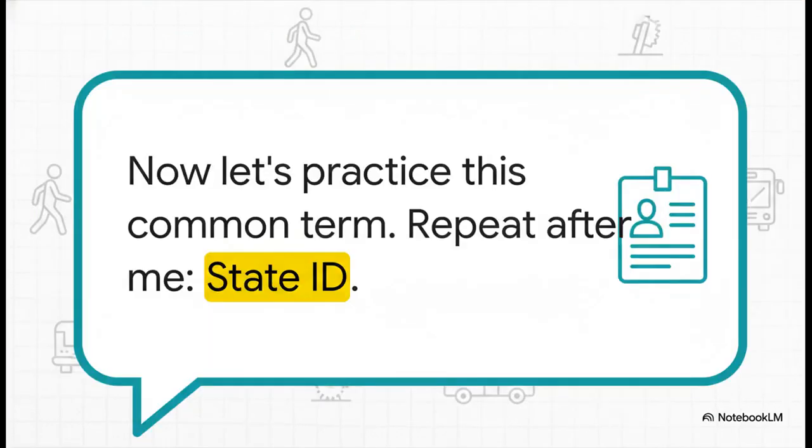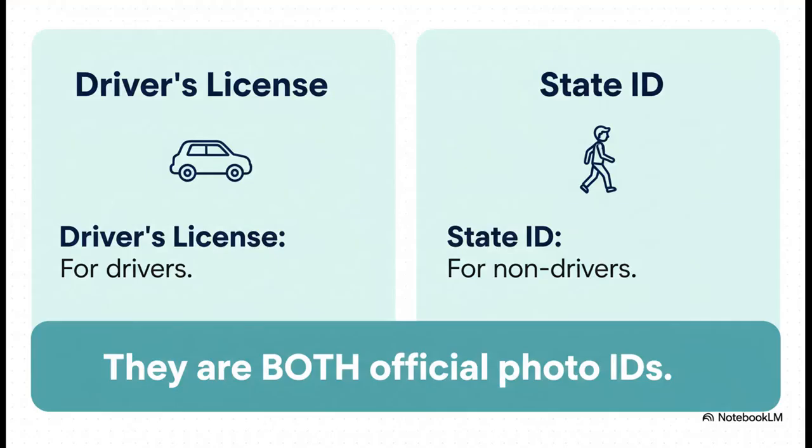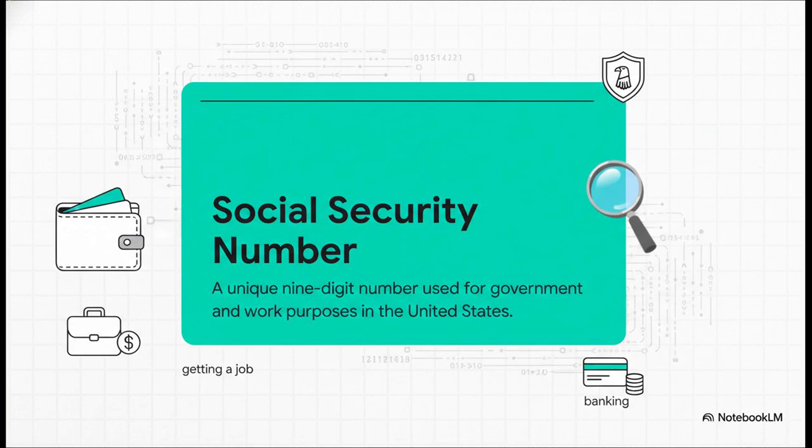All right, let's practice this one too. Just say it out loud. State ID. One more time. State ID. You got it. So to break it down real simple, a driver's license is for drivers. A state ID is for non-drivers. But here's the most important part to remember. They are both official photo IDs. So if someone asks to see your ID, you can show them either one. They both work.